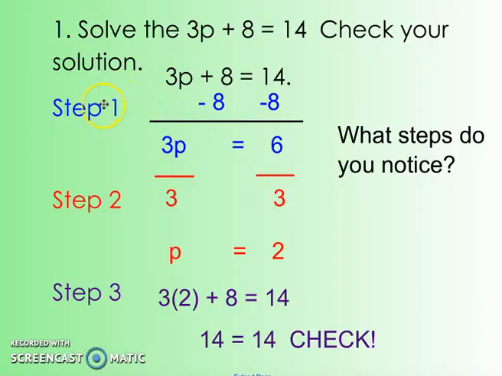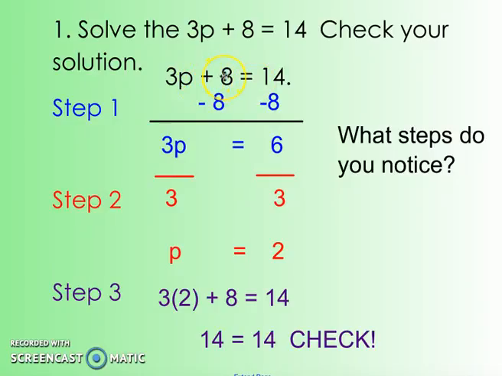So for step number 1, what are you always going to do? Some of you are saying, well, we're always going to subtract. But is that true? Would you subtract if the equation had 3p minus 8 is equal to 14? No, actually we wouldn't. It always depends on what we see here.